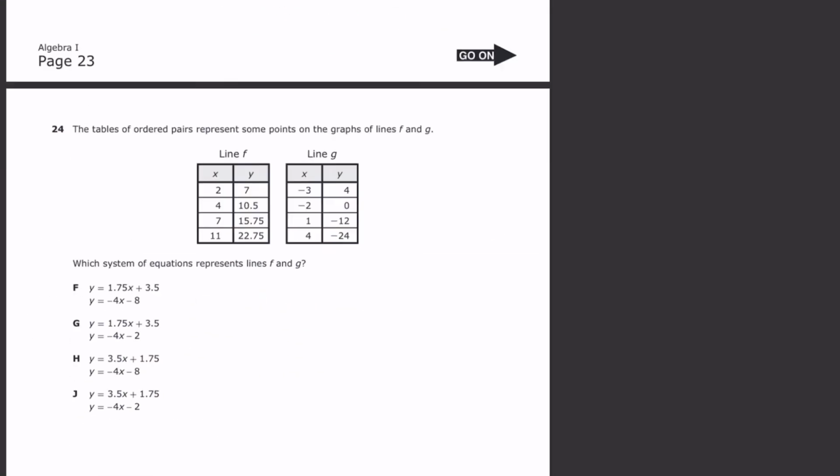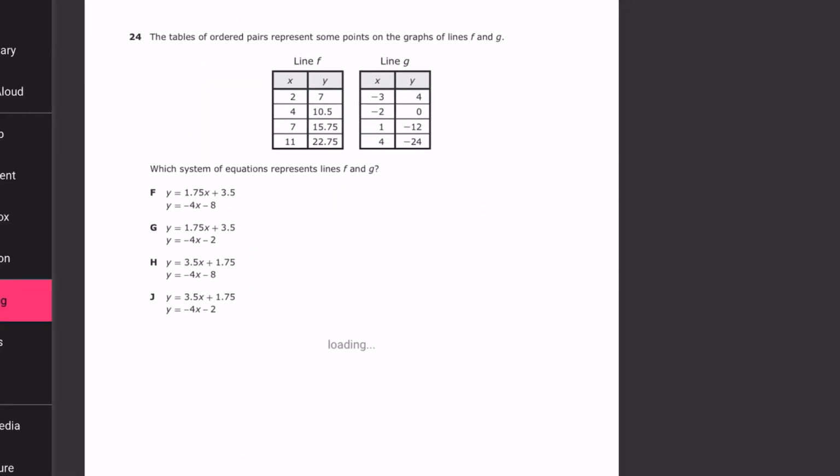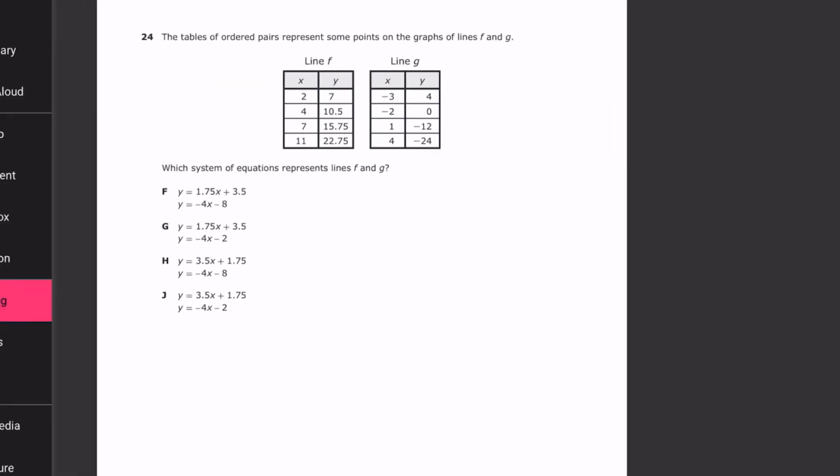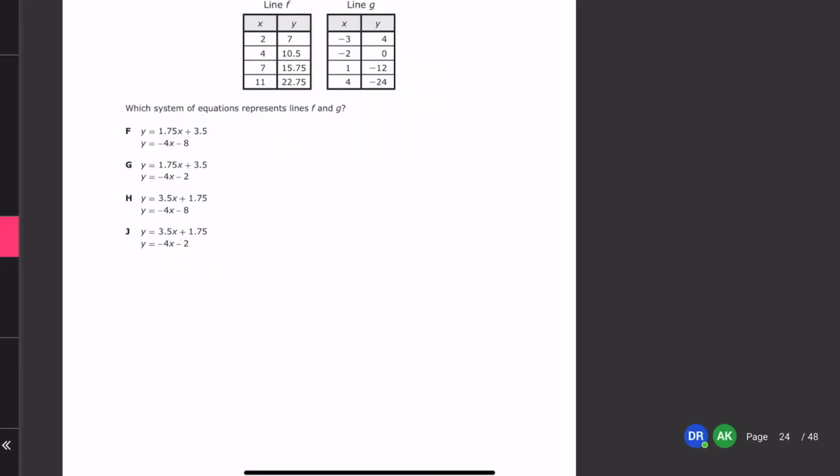Next, 24th problem. The tables of ordered pairs represent some points on the graphs of lines f and g. Which system of equations represents lines f and g? So now here you can see different equations are given. So we can check out for slope value.